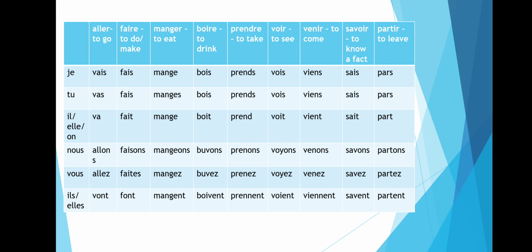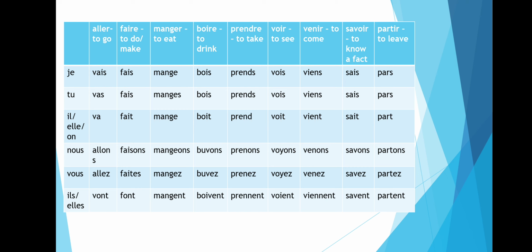Voir, je vois, tu vois, il, elle, on voit, nous voyons, vous voyez, ils, elles voient. Voir means to see. Venir, to come. Je viens, tu viens, il, elle, on vient, nous venons, vous venez, ils, elles viennent.